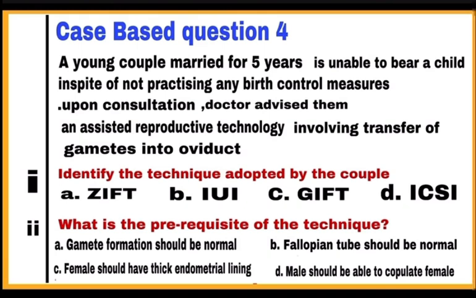Question 2. What is prerequisite to this technique? The prerequisite of this technique is fallopian tubes should be normal, because gametes are transferred into fallopian tubes. So here correct option is B, mark B.